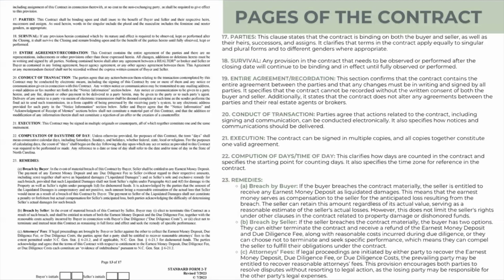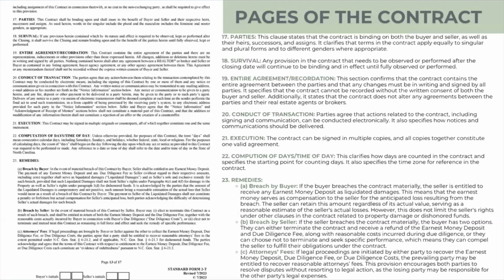Number 19, the entire agreement recordation. This section confirms that the contract contains the entire agreement between the parties and that any changes must be in writing and signed by all parties. It specifies that the contract cannot be recorded without the written consent of both the buyer and seller. Additionally, it states that the contract does not alter any agreements between the parties and their real estate agents or brokers.